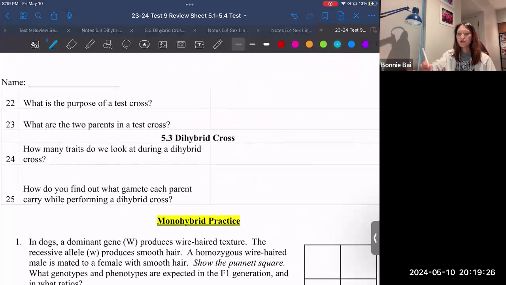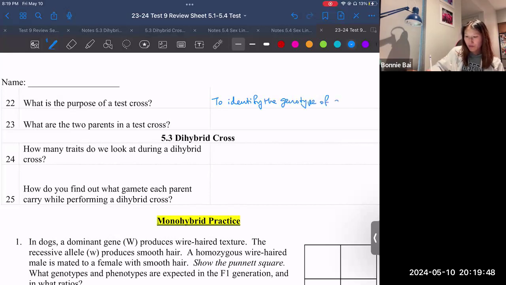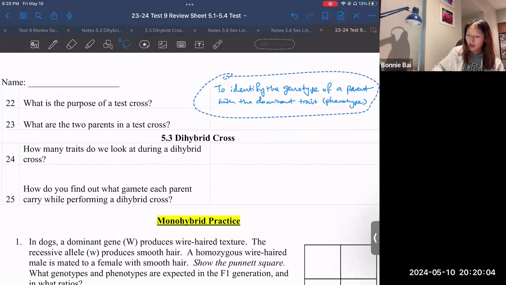All right. Oh, the next one. We have the purpose of the test cross. The purpose of the test cross is to figure out, how do we say it in better English? Identify the genotype of a parent with the dominant trait, or you can also call that the dominant phenotype. Okay, so what are we talking about over here?